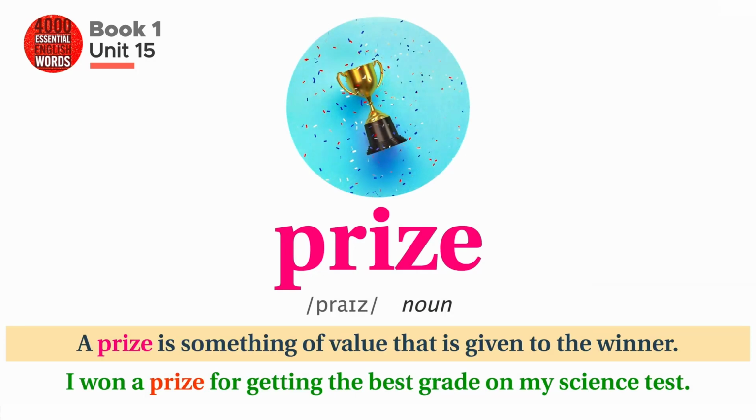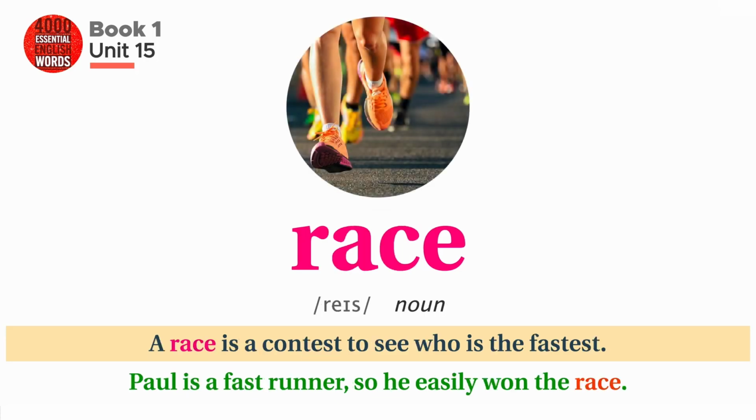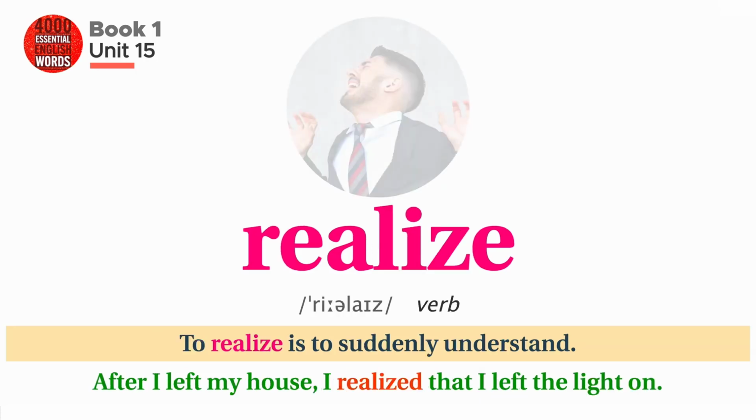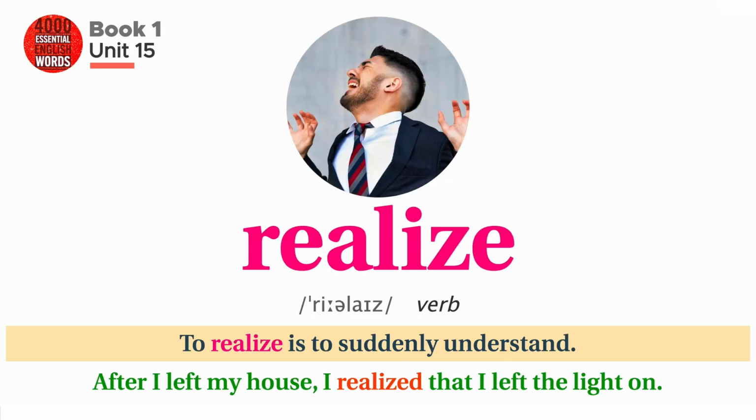Prize. A prize is something of value that is given to the winner. I won a prize for getting the best grade on my science test. Race. A race is a contest to see who is the fastest. Paul is a fast runner, so he easily won the race. Realize. To realize is to suddenly understand. After I left my house, I realized that I left the light on.